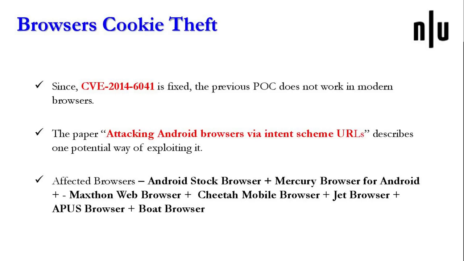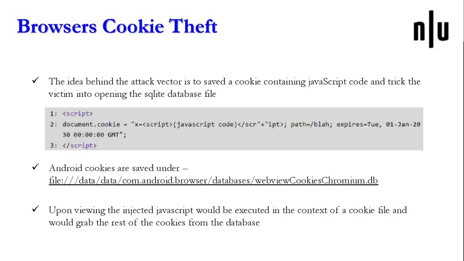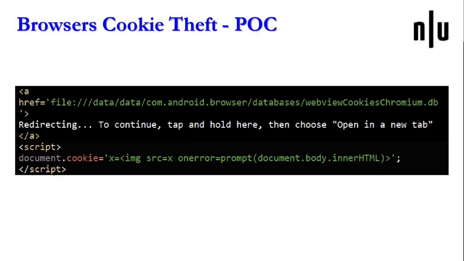Since this exploit did not work in modern browsers, we had to come up with a new exploit. The exploit was very simple. As you can see, what this code does is it simply sets your document.cookie to value x, and x is equal to this JavaScript. Now all the browsers save their cookie values into different files, which are located under data/databases and webview cookies.cookie.db.